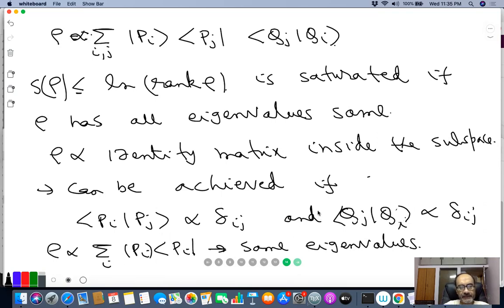Is this clear? Because see, to prove the RT formula, you have to try to saturate the bound. It's not enough. The RT formula is not an inequality, it's an equality. So to prove the RT formula, you have to actually saturate the bound. And what we see is that we can saturate the bound if these states Pi, Pj are orthonormal and Qi, Qj are orthonormal.